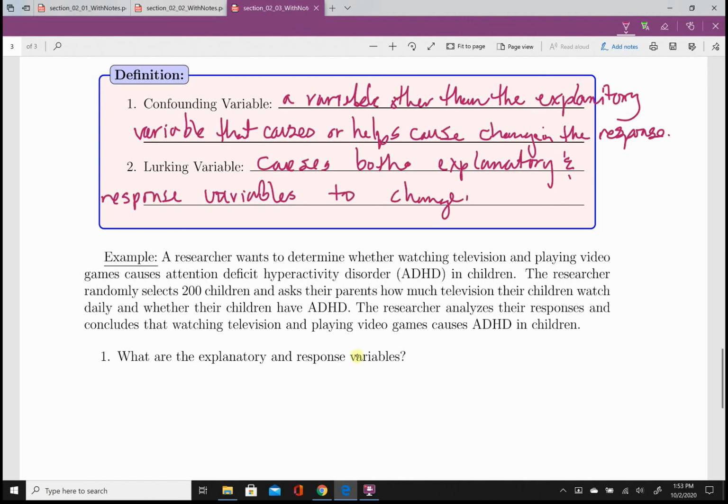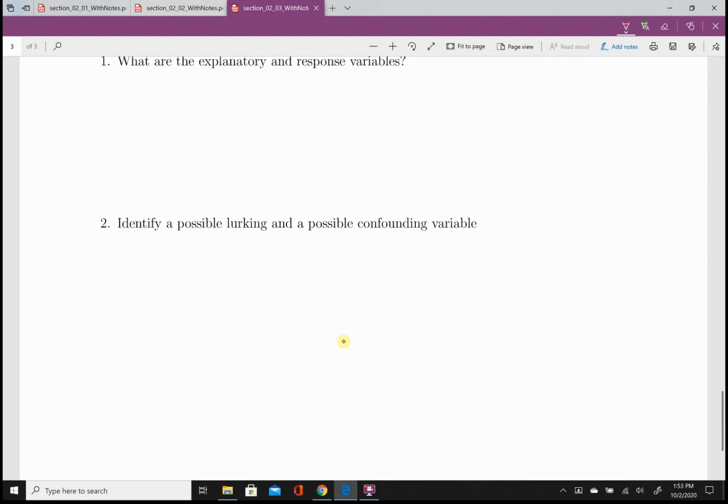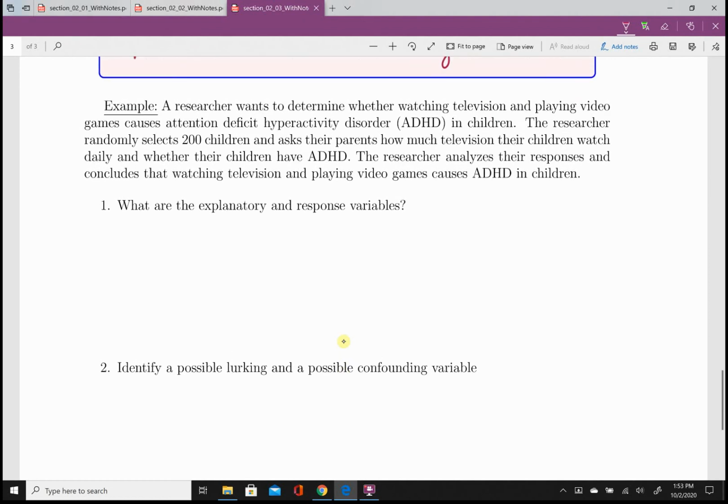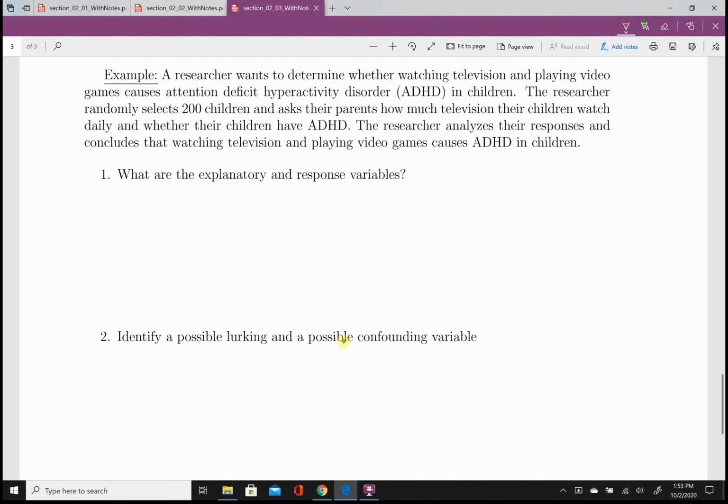Okay, so we have one last example to read through, and we're going to answer some questions about it. Here is the example. A researcher wants to determine whether watching television and playing video games causes attention deficit hyperactivity disorder, or ADHD, in children. The researcher randomly selects 200 children and asks their parents how much television their children watch daily and whether their children have ADHD. The researcher analyzes their responses and concludes that watching television and playing video games causes ADHD in children. Oh boy.